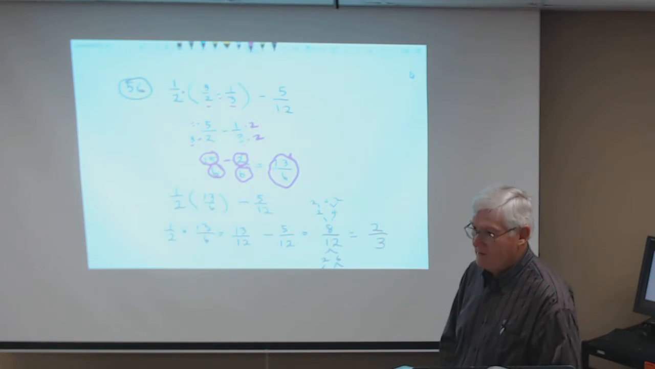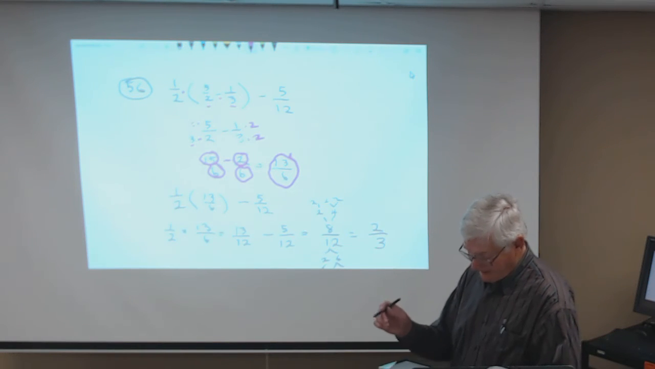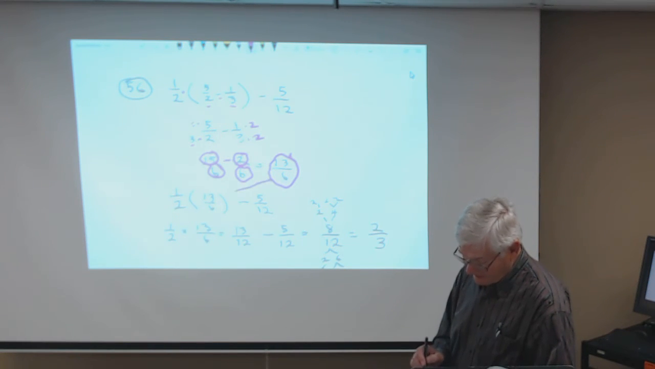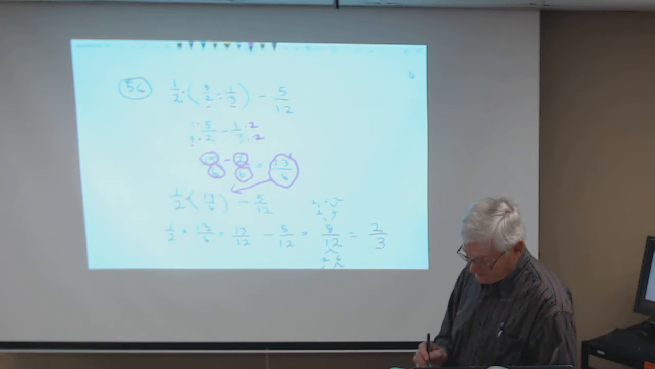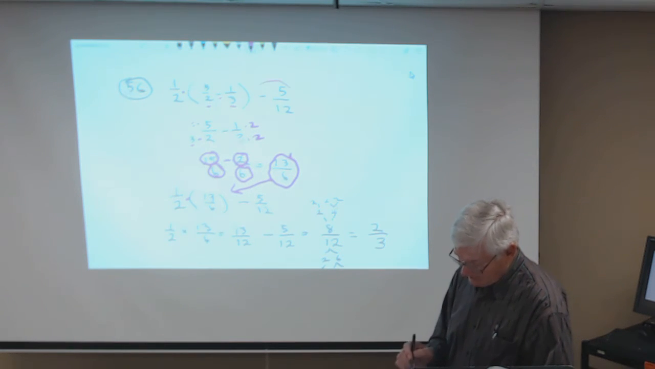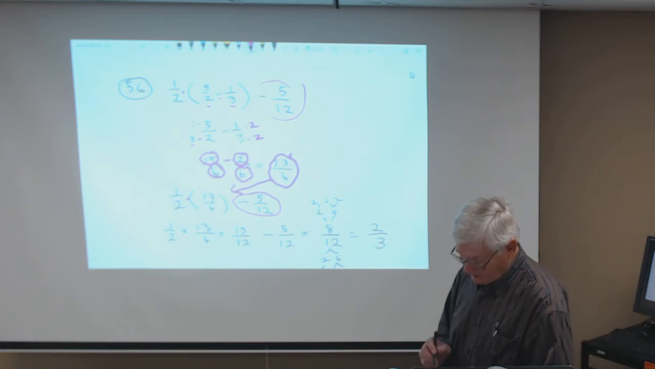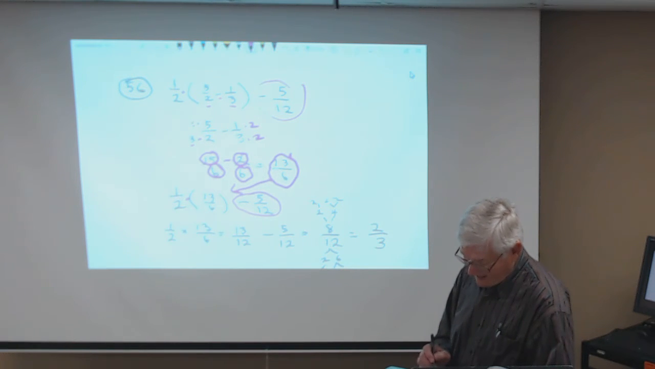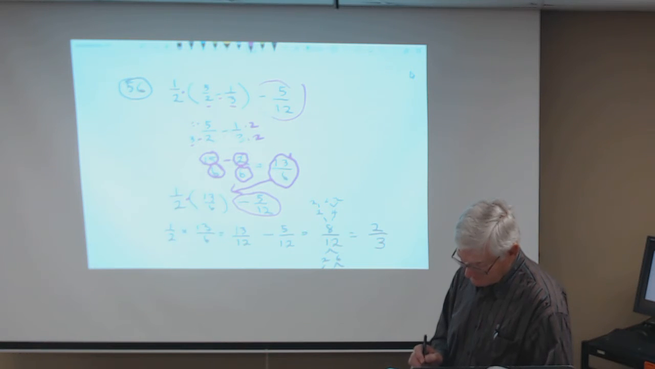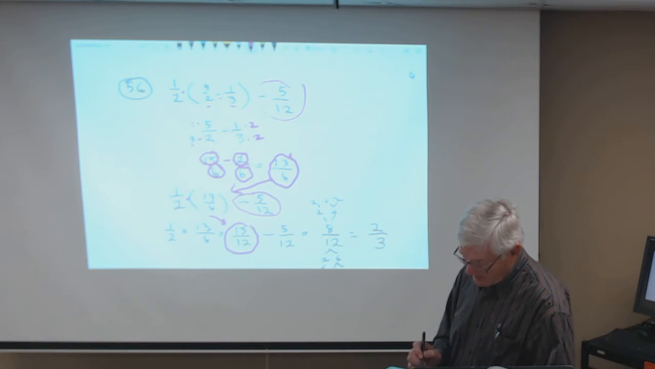What do you think? Oh, I'm not done yet. So now I come over here and I have 1/2 times 13 over 6. Oh, and we still have this over here, don't we? Minus 5/12. Wow. This is messy. So we do the multiplication. What's 1/2 times 13 over 6? 13 over 12. Then I go minus what? 5/12.